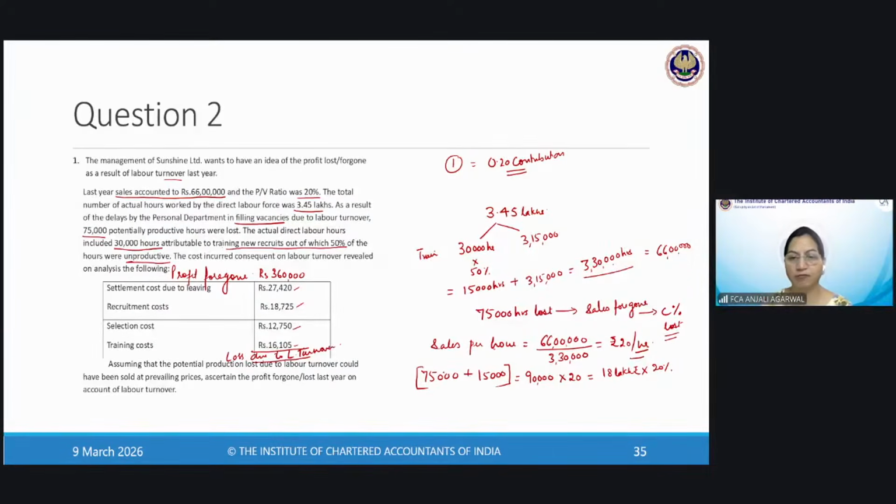Here you will write a footnote that we assume the 15,000 training hours which were non-productive are not included in the 75,000 potential productive hours lost. But if there is an implication that this 75,000 includes the 15,000, then we will not multiply 90,000 by 20; we will multiply 75,000 by 20, which is 15 lakhs, and 15 lakh into 20%. Then alternatively, profit foregone would be 3 lakhs.